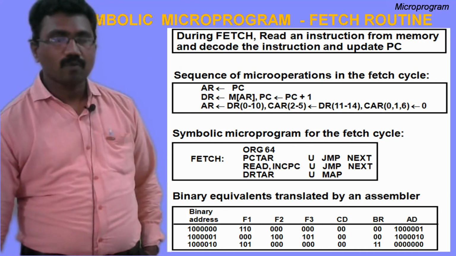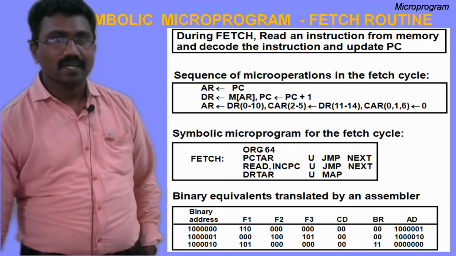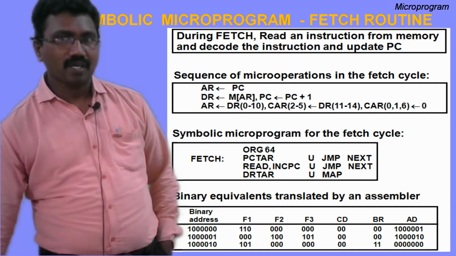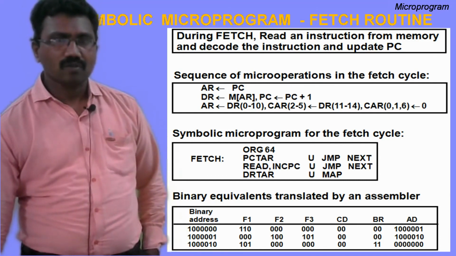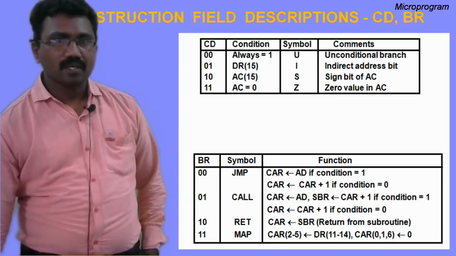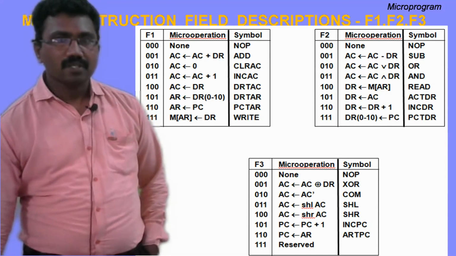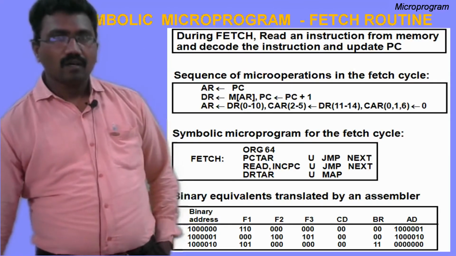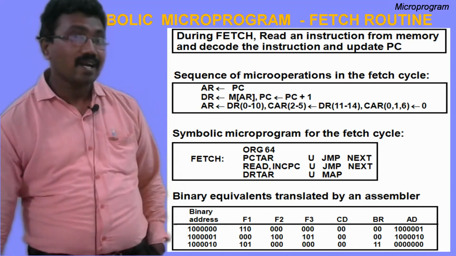and one more micro operation. PC plus 1 to PC is nothing but increment PC, that is INC PC. The INC PC symbol initiates PC plus 1 to PC. Now check it: INC PC is defined in F3, where the 101 combination initiates PC plus 1 to PC. The symbol is INC PC. Next one, the conditional field is U. U is nothing but unconditional branch.